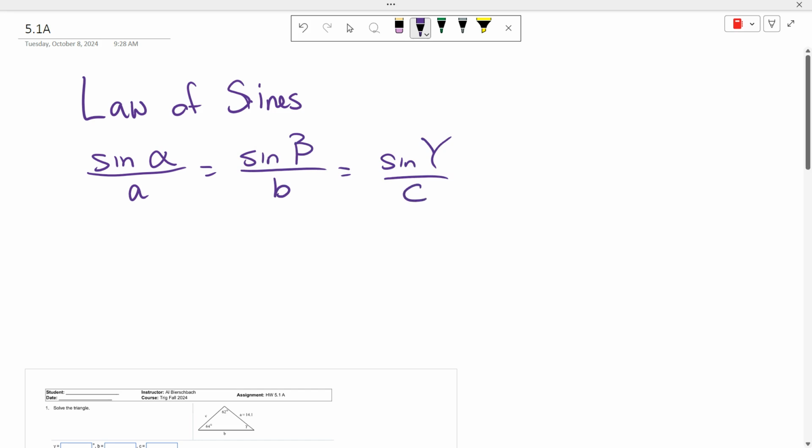And you go, boy, Mr. Bierschbach, your handwriting's really sloppy on that. No, actually, that is how they make their letters in this trig book.